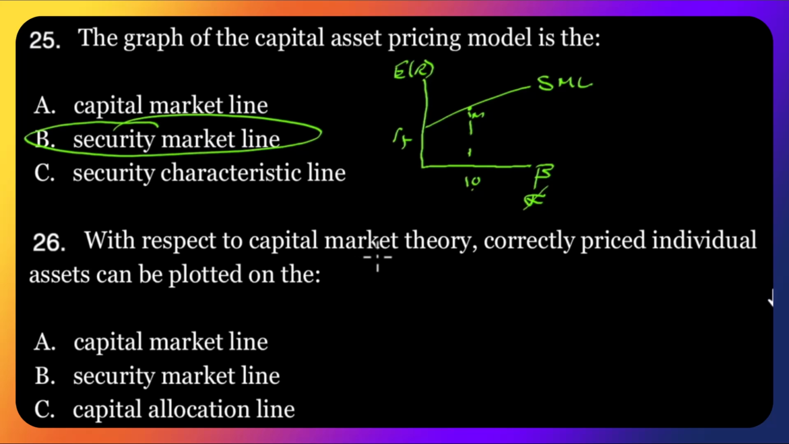With respect to capital market theory, correctly priced individual assets can be plotted on the capital market line, security market line, or capital allocation line. Well, it would be plotted directly on the line, so it can be plotted on the security market line. The capital market line, remember, was for well-diversified portfolios. The security market line is for individual securities and portfolios, and it's telling you correctly priced individual assets can be plotted on the security market line, not the capital market line.